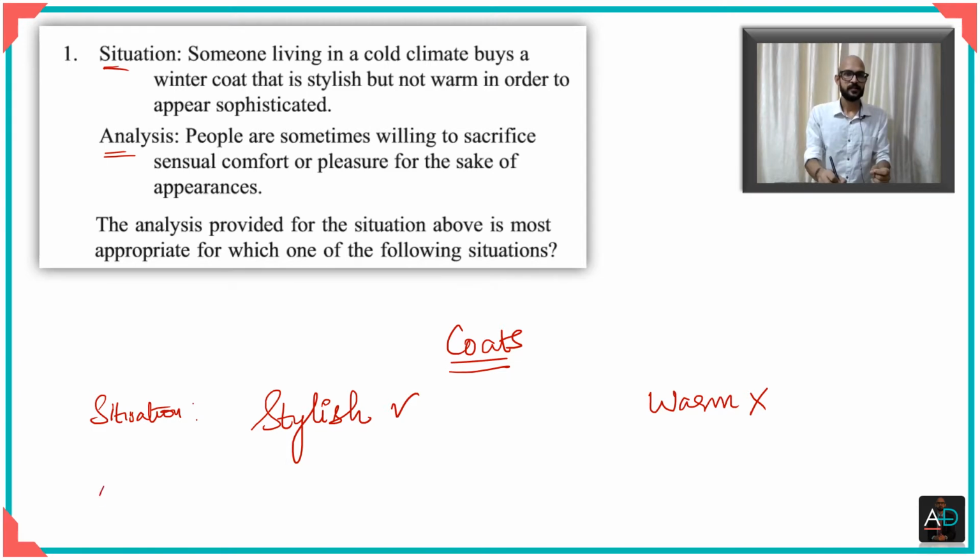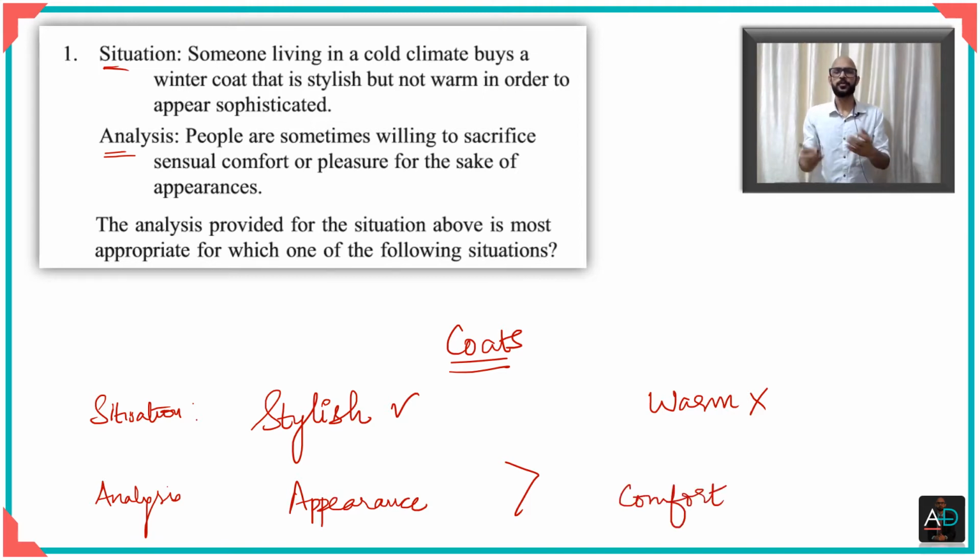And the analysis is that some people are willing to sacrifice sensual comfort for the sake of appearance, which means that they will go for appearance instead of sensual comfort. Sensual comfort or pleasure means the pleasure relating to the senses. So to feel warm, it's a sense of touch, right? So as you can see, style basically is the appearance and the feeling of being warm is the sensual comfort. So this is the analysis.